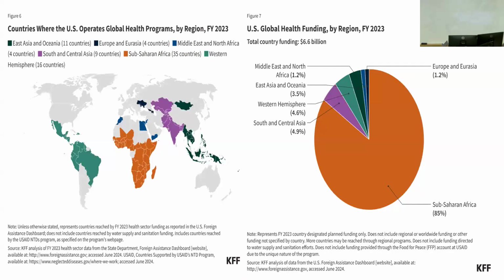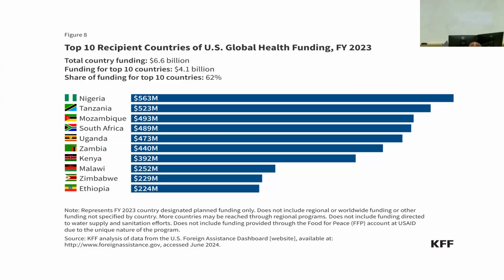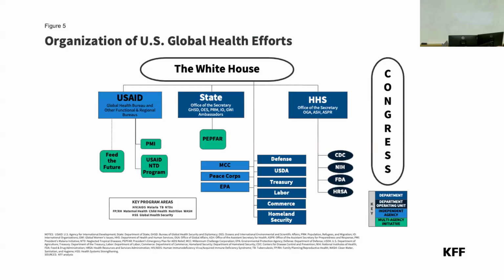No? Where does the money go? Mostly Africa. Which countries in Africa? Nigeria, Tanzania, Mozambique, South Africa, Uganda, Zambia, Kenya, Malawi, Zimbabwe, Ethiopia. Those are all in the range of $500 million down to $200 million. It's not a trivial amount of money. And that's in one year. Who decides where this money goes?